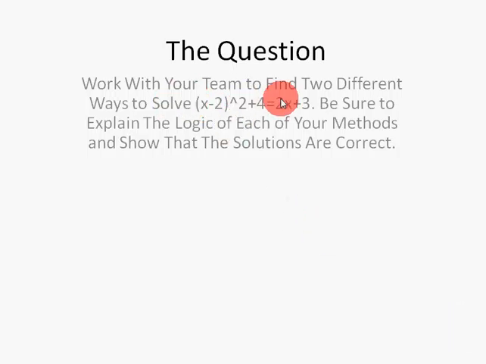Alright, so the question is, work with your team to find two different ways to solve (x − 2)² + 4 = 2x + 3. Be sure to explain the logic of each of your methods and show that the solutions are correct.